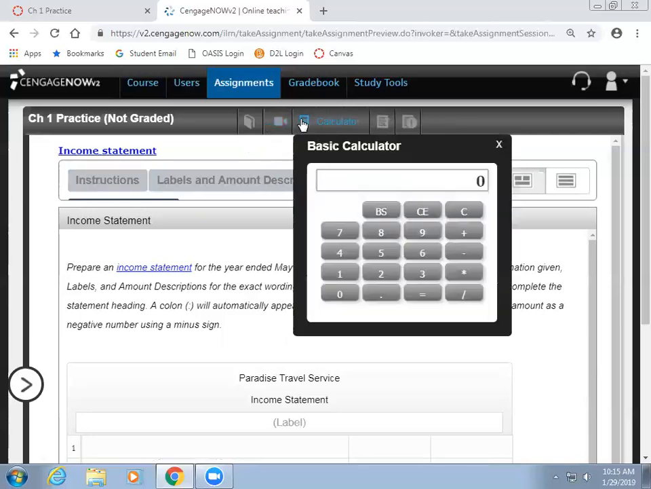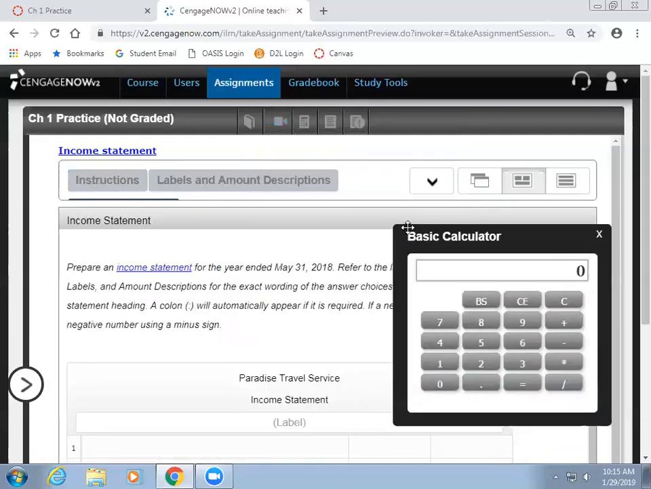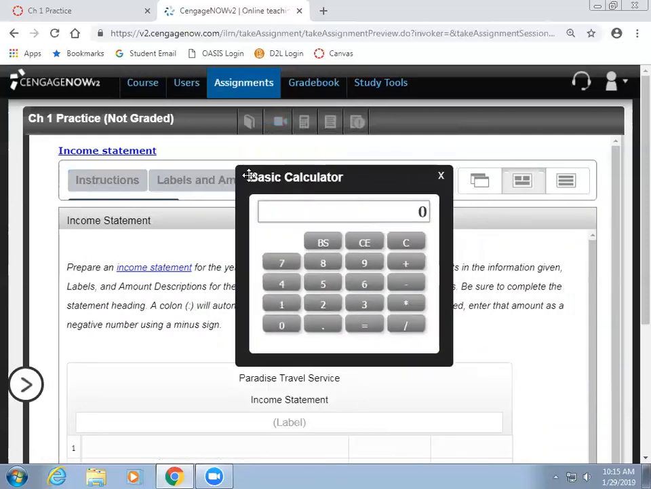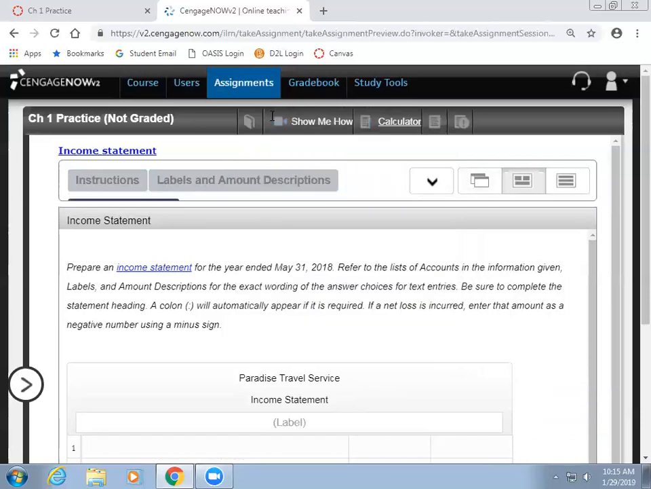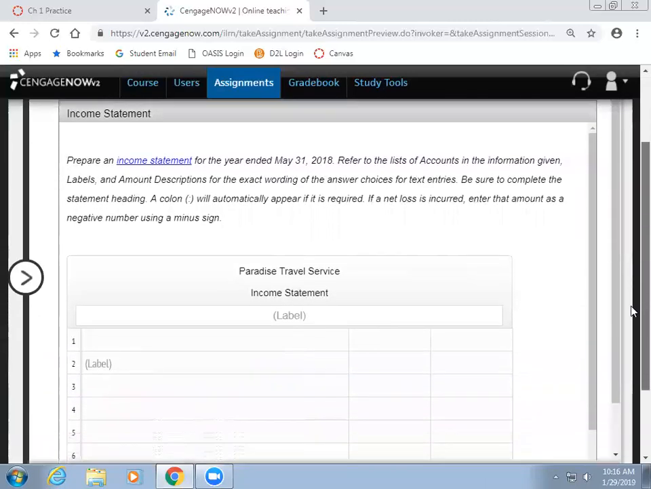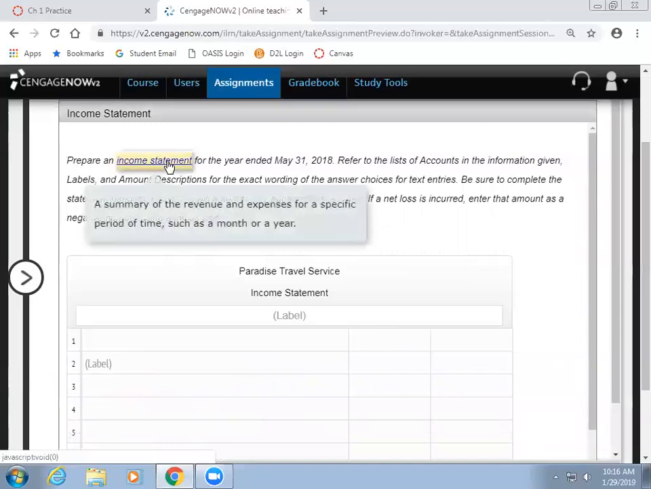There's also a calculator. If you click it, it'll pop up on your screen. You can move it around. So if you forget your calculator, or you're at home and can't find it, you have that. You can always print the item as well. If you wanted to print the instructions, just click on instructions and hit print item. So there's just some options along the top to help you do your work. Okay. But again, we're preparing an income statement. And you can see it has a blue link. So if you click it, it tells you what an income statement is. Okay.